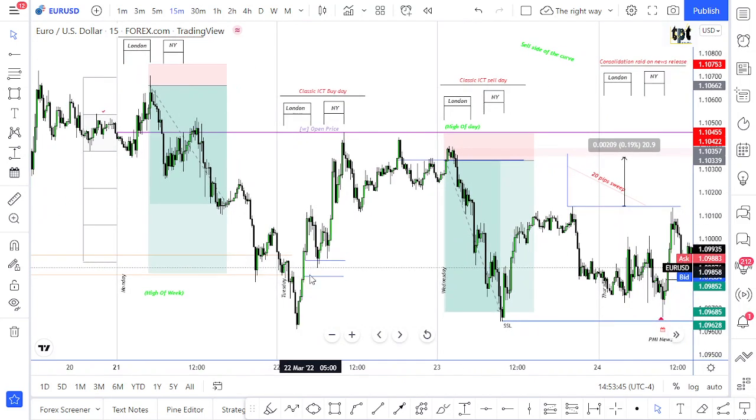On Tuesday, I didn't trade. I was quite unavailable, but this was the profile that did unfold, the template. It was a classic ICT buy day. The market opened, declined, then began rallying to the upside.